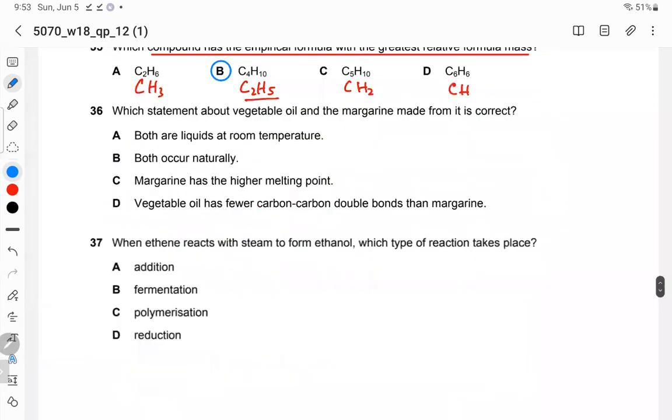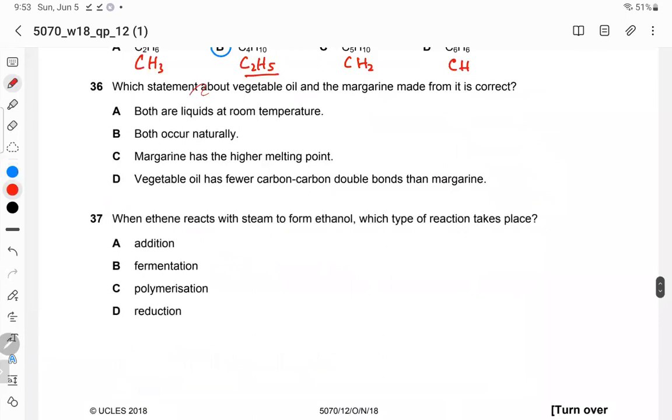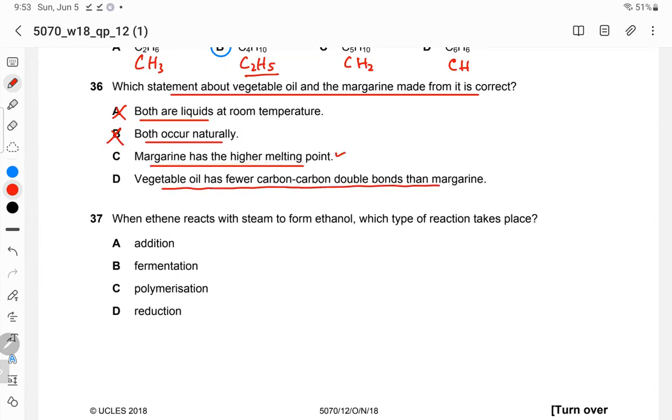Okay, now question number 36. Which statement about vegetable oil and margarine made from it is correct? Both are liquids at room temperature? No, both are not liquids. Both occur naturally? No, margarine does not occur naturally. Margarine has a higher melting point? Yes, it has a higher melting point. Vegetable oil has fewer carbon-carbon double bonds than margarine? No. Margarine has no double bonds and vegetable oil has double bonds. So C is our correct answer.